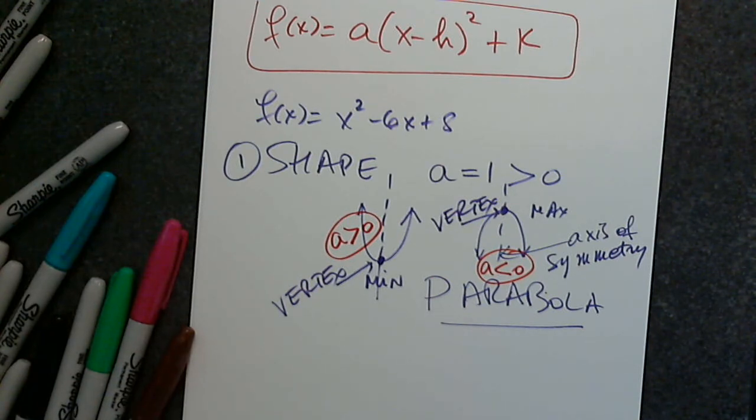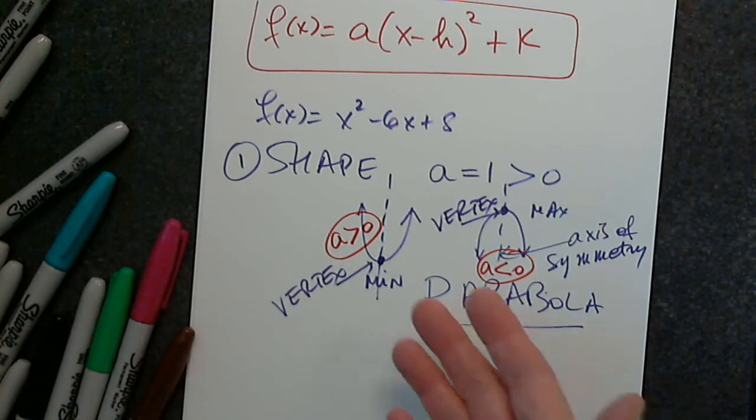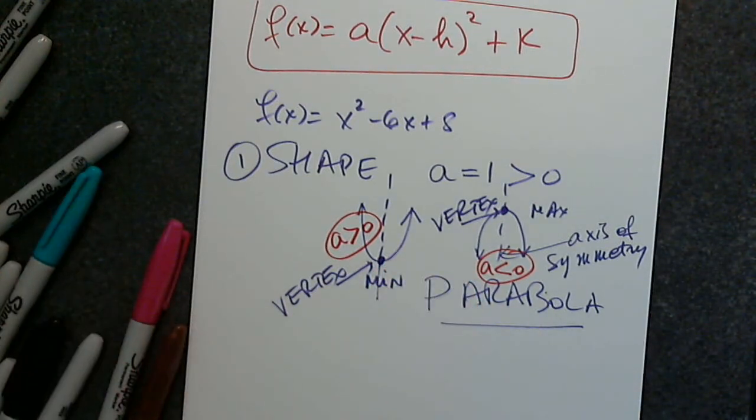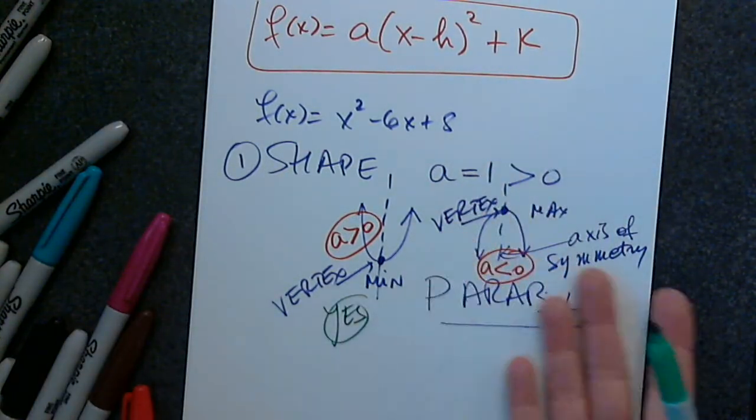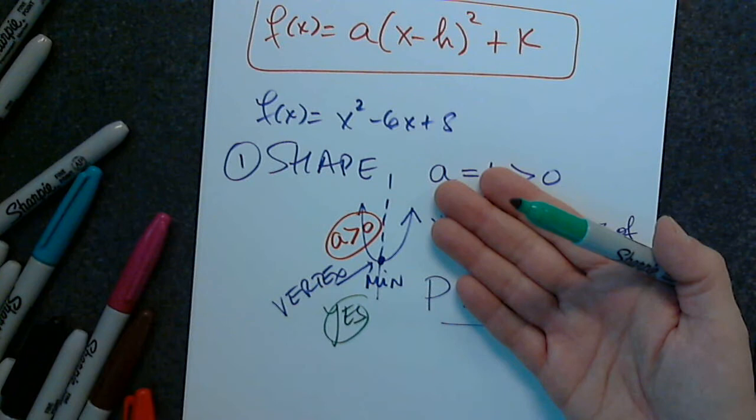Since you told me that a, the leading coefficient, is 1, then we know that the parabola will have a minimum. So this is our case. I'm going to write yes for this one. This is just by comparison, but this is not our case.